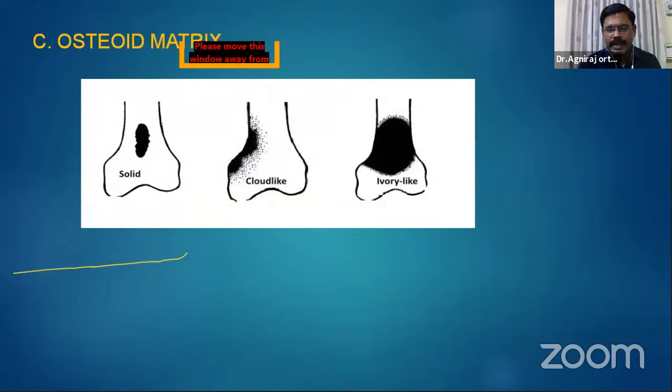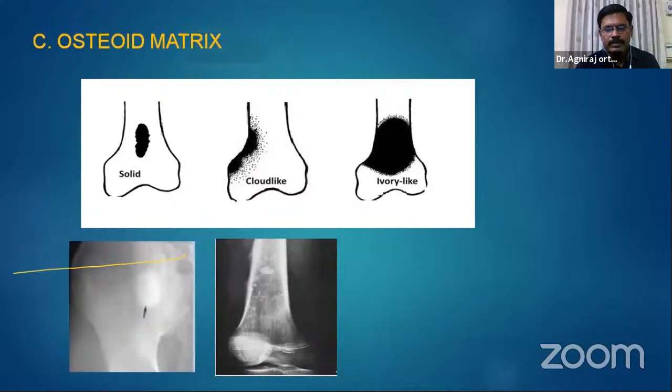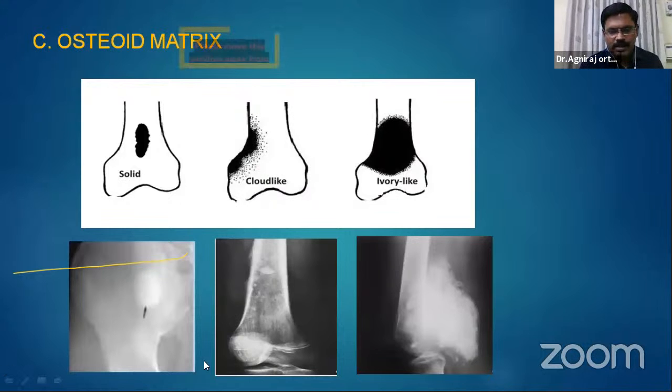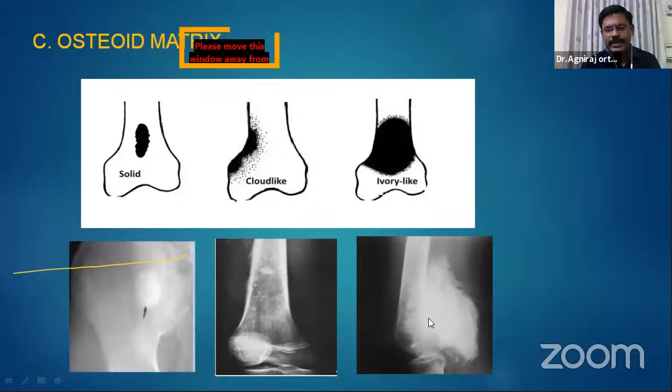And osteoid matrix, there are three types: solid, cloud-like, and ivory-like. So solid, we have seen; just now we saw osteoid osteoma is an example for solid osteoid matrix. These three are findings of different types of osteosarcoma. This is the parosteal osteosarcoma. Parosteal osteosarcoma, the most common location is the posterior aspect of the distal femur. Here you see cloud-like opacities. So bone forming tumors cause osteoid matrix, cartilage forming tumors form chondroid matrix.